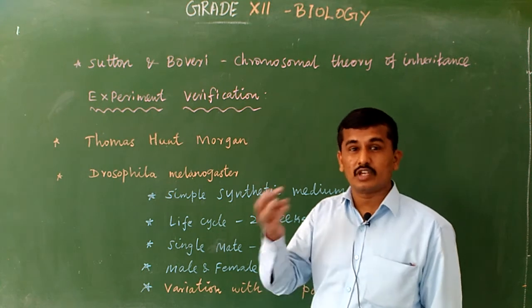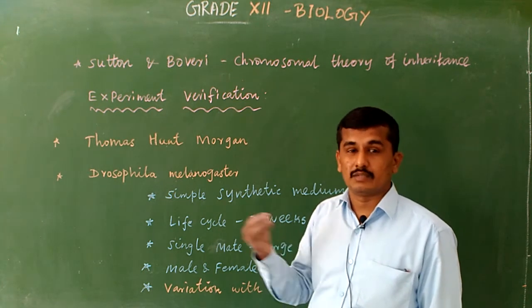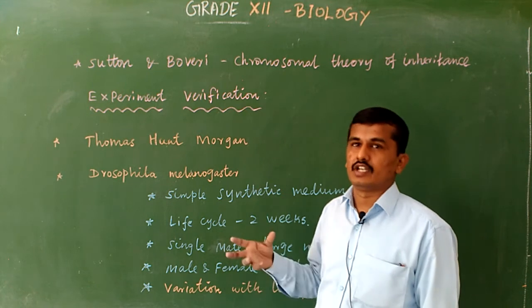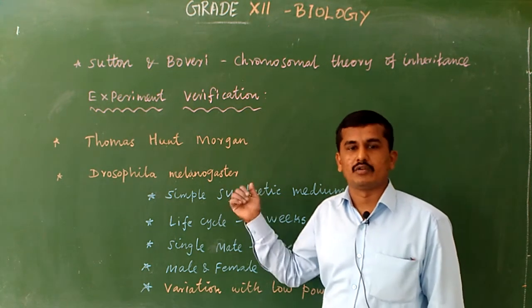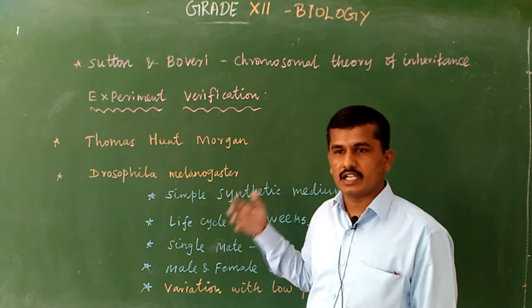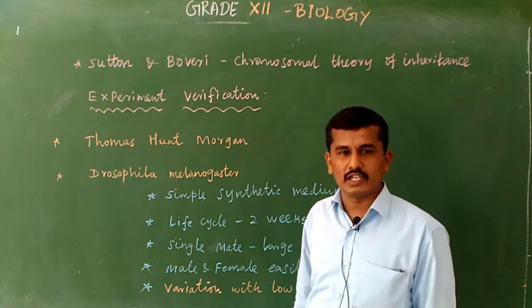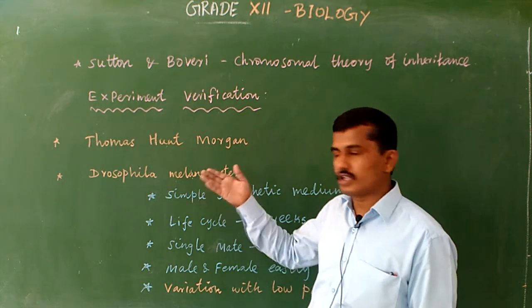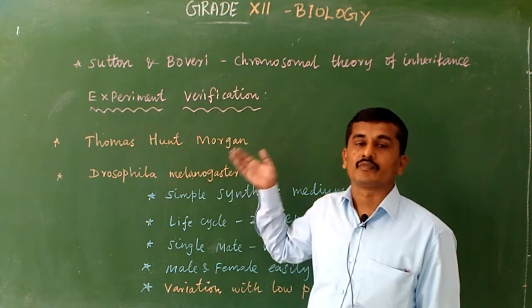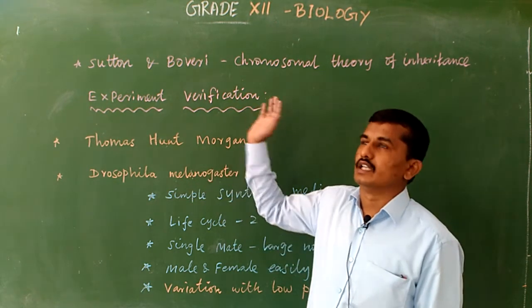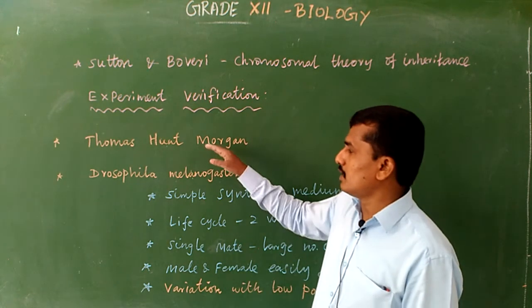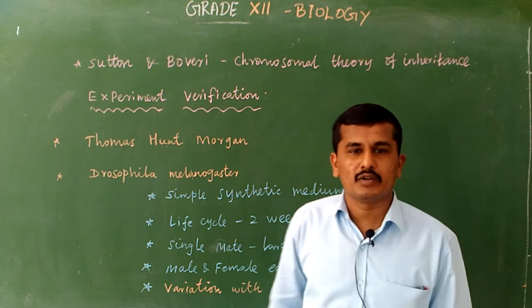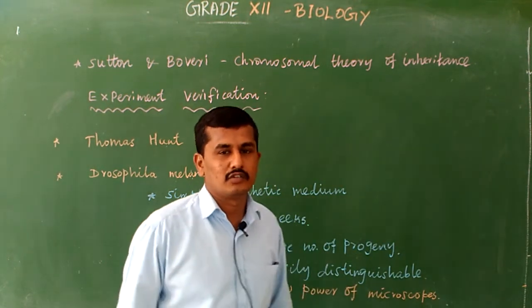So the large size housefly seen during the mango season is nothing but the fruit fly. It is actually Drosophila melanogaster. It contains various chromosomes and various variations. With the use of Drosophila melanogaster, he proved the chromosomal theory of inheritance. Why did T.H. Morgan take Drosophila melanogaster as the experimental organism?